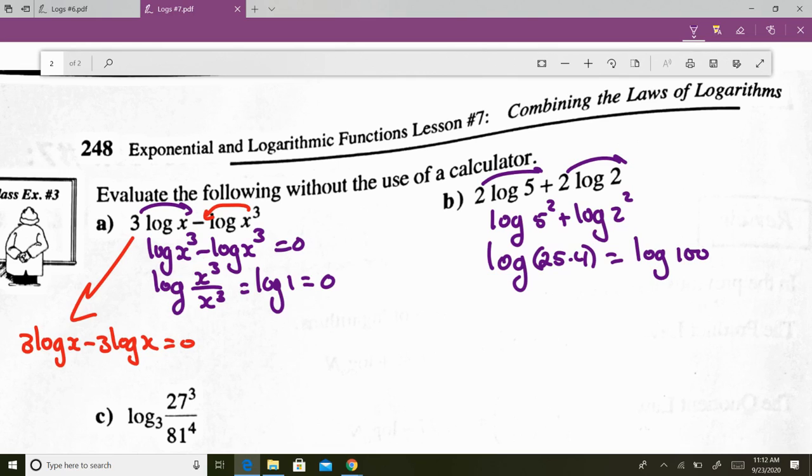Are we done? Yes. Remember, no base written, it's base 10. So it's the same as this. And 100 is 10 squared, which is 2. Okay, but you don't have to show all that. If you get to this part and you're like, oh yeah, 2, I'm happy. Okay. There's another way to do this one.